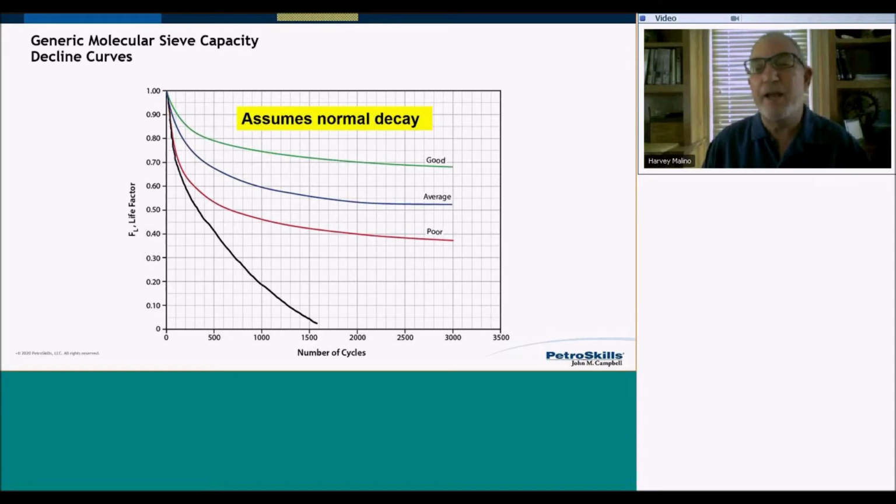You can have a decay curve that looks like this, which is non-typical and will result because you may have a lot of liquid carryover because you do not have a properly performing inlet filter coalescer, and your molecular sieves are going to degrade a lot faster when you have a lot of contaminants coming into the system. A lower life factor means that you're going to need more molecular sieves.